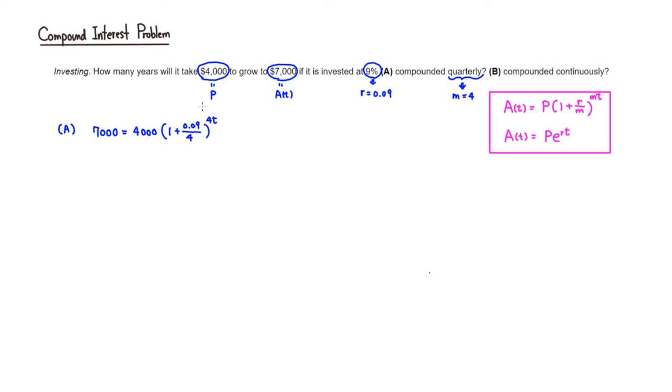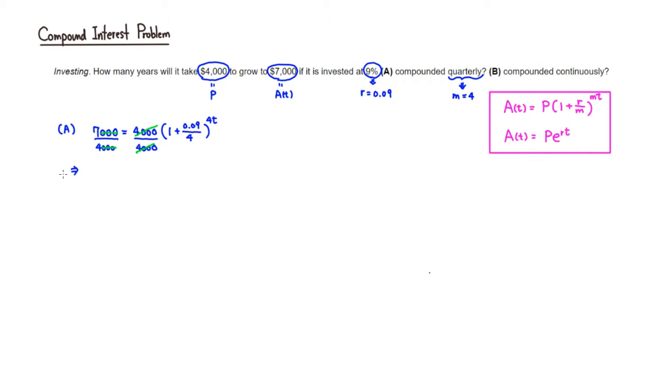So let's do that. First thing is I need to isolate this T, so try to get rid of as many things as possible. I would divide both sides of the equation by 4,000 so that I can get rid of the 4,000 on the right-hand side. We can cancel 4,000 here and 4,000 there, simplifying by knocking out those 3 zeros. So we have 7 over 4 equals the quantity 1 plus 0.09 over 4, raised to the 4t.